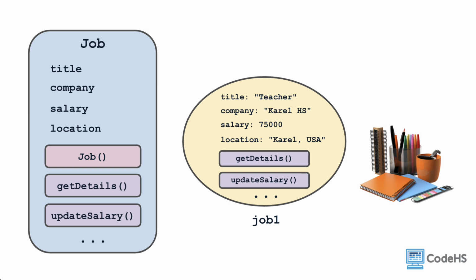For example, here is a job class that can make job objects. It has attributes like title, company, salary, and location, and methods like getDetails and updateSalary. If you want one of these objects to be an attribute for a person object, you can include it as an instance variable in the person class and as a parameter in the person constructor. Let's take a look at how this could be implemented.